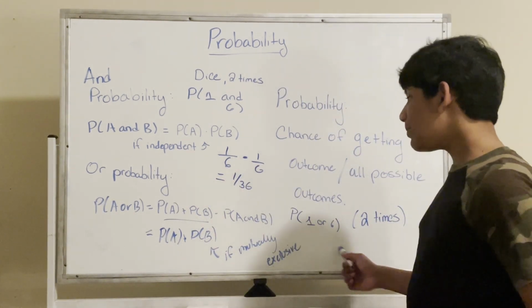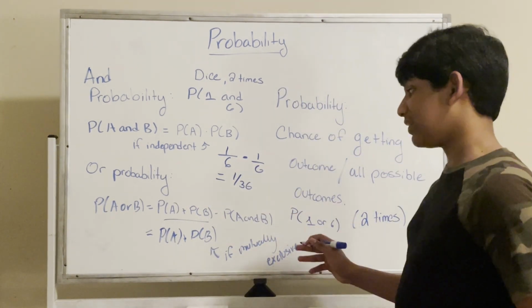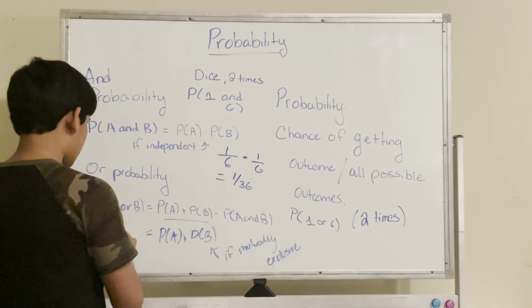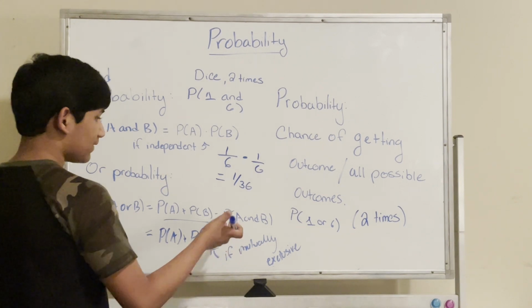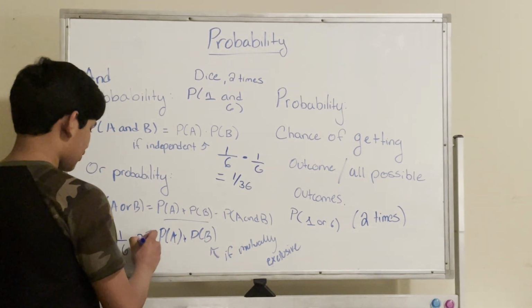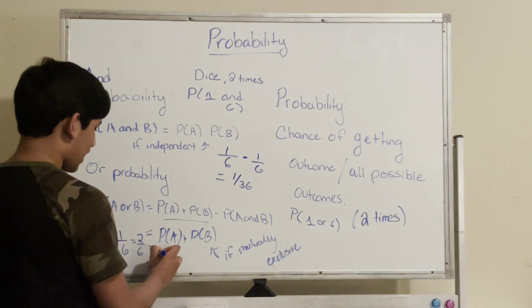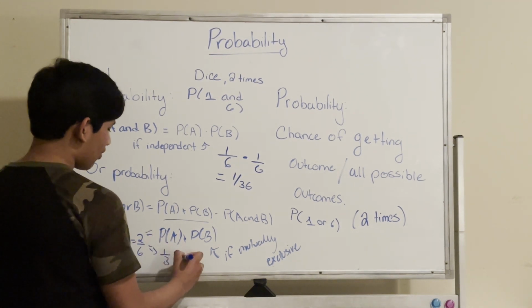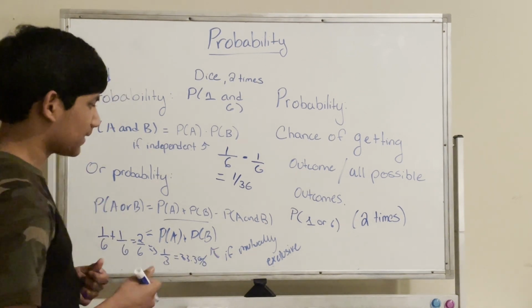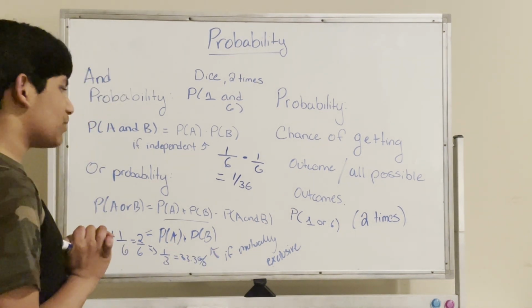So the probability of getting a 1 is just going to be 1 over 6. And the probability of getting a 6 is also 1 over 6. So we add them to get 2 over 6, which simplifies to 1/3, or 33.3%. Okay. So let's review the steps that we did over here.